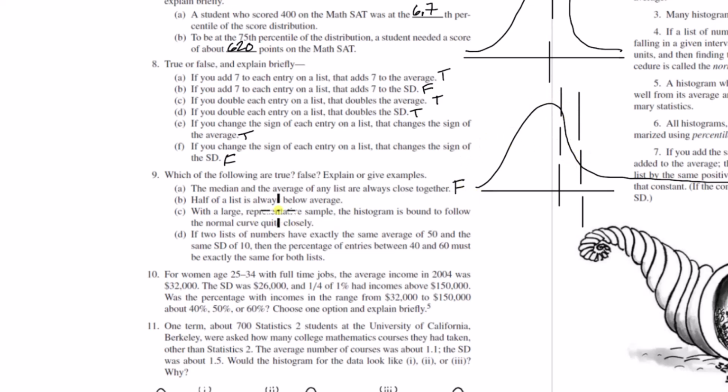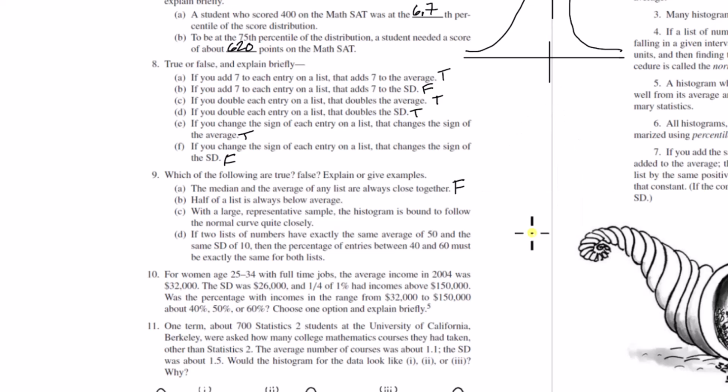Half of a list is always below the median. The median is the middle point of the list of numbers. Half of a list is always below and above the median. But we know that half of a list is not always above and below the average. The median and the average don't have to be equal. If we look at this example, 1, 2, 3, 500, 2,000, the average is going to be 300 or something like that. If 300 is the average, then 2 points are above the average, 3 points are below.